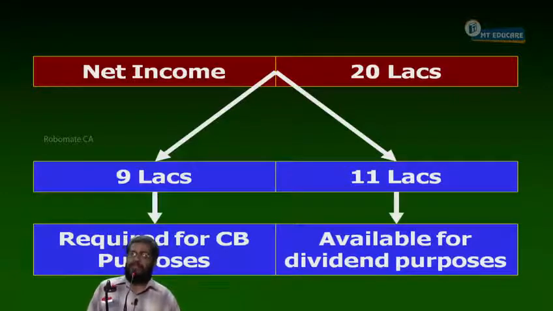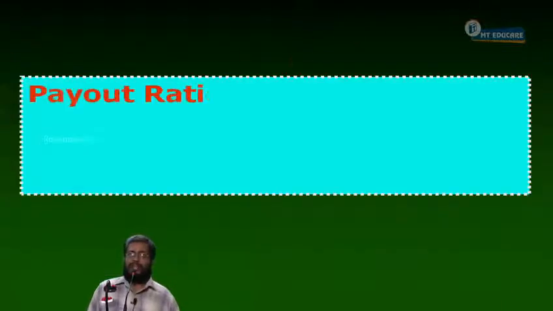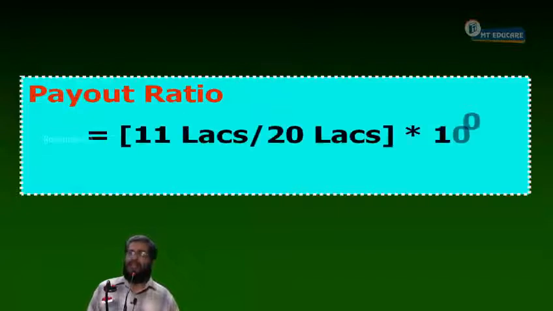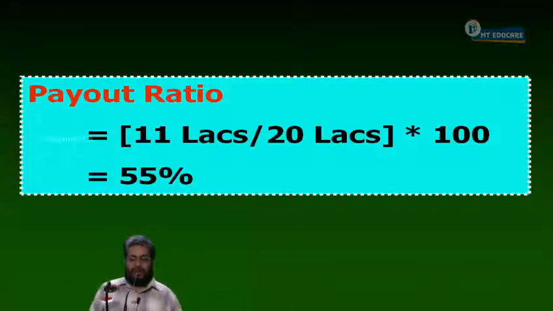Next. Payout ratio is equal to 11 lakhs divided by 20 lakhs. Out of 20 lakhs I declared 11 lakhs as dividend. 11 lakhs divided by 20 lakhs is equal to 55%. Payout ratio is equal to 55%. Write down notes.